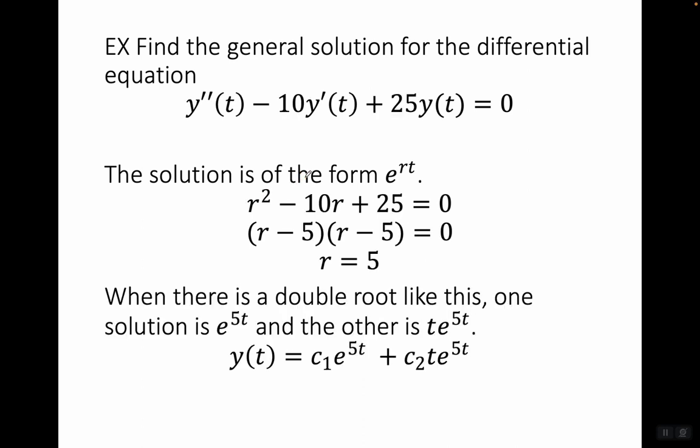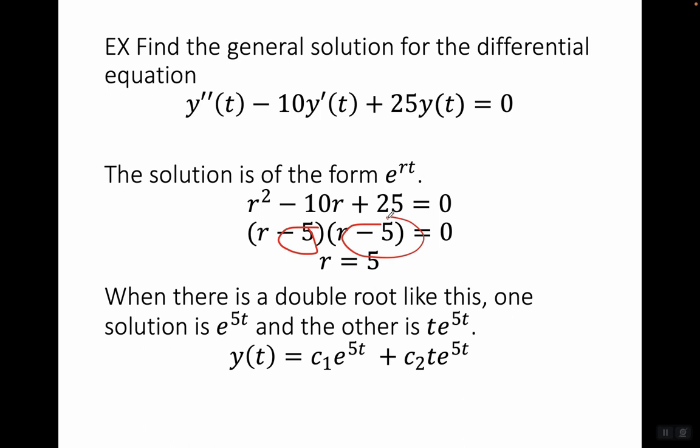Let's find the general solution for the differential equation y double prime minus 10y prime plus 25y equals 0. Again, the solution is going to be of the form e to the rt because this is a homogeneous linear differential equation with constant coefficients. So we have r squared minus 10r plus 25 equals 0. That can be factored as r minus 5 times r minus 5 equals 0. So our solution is r equals 5. Notice we have a double root.